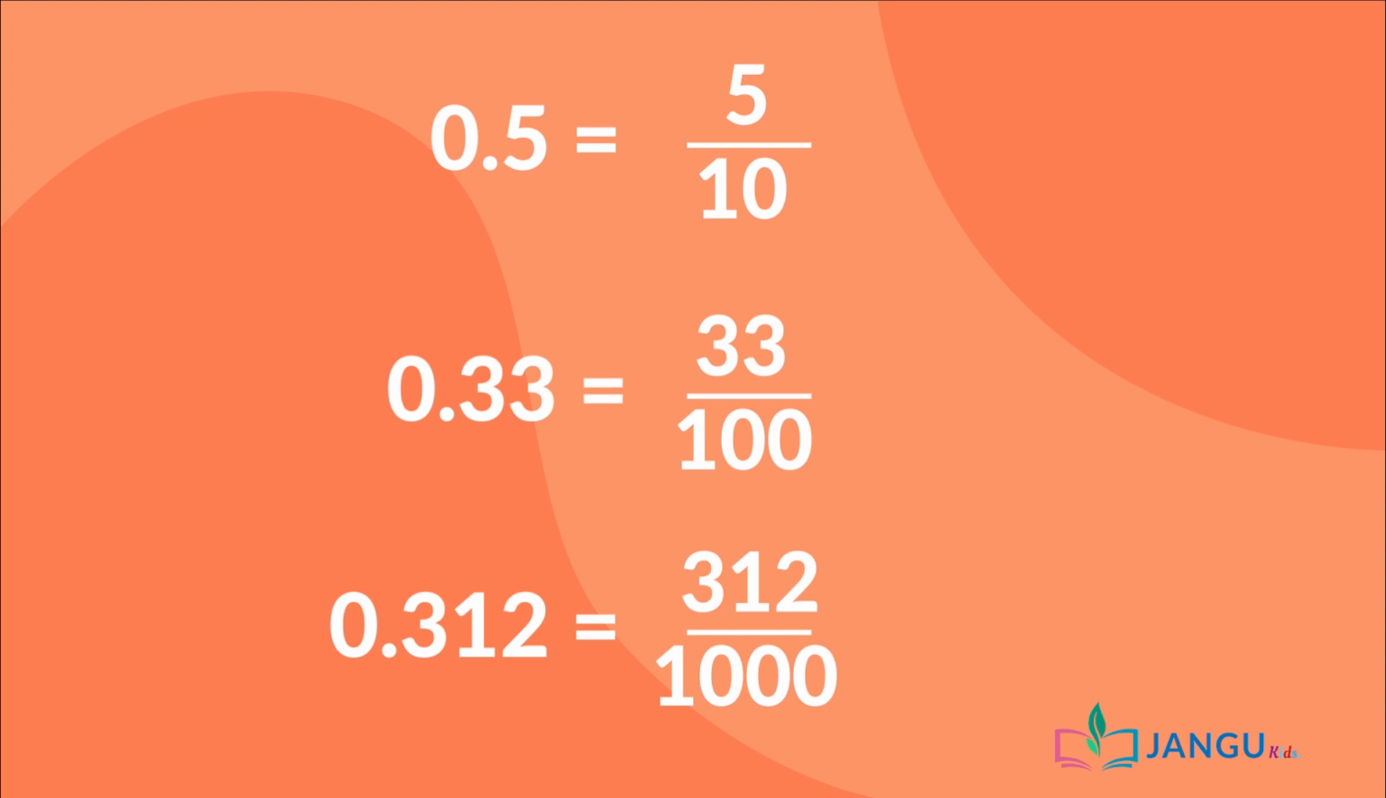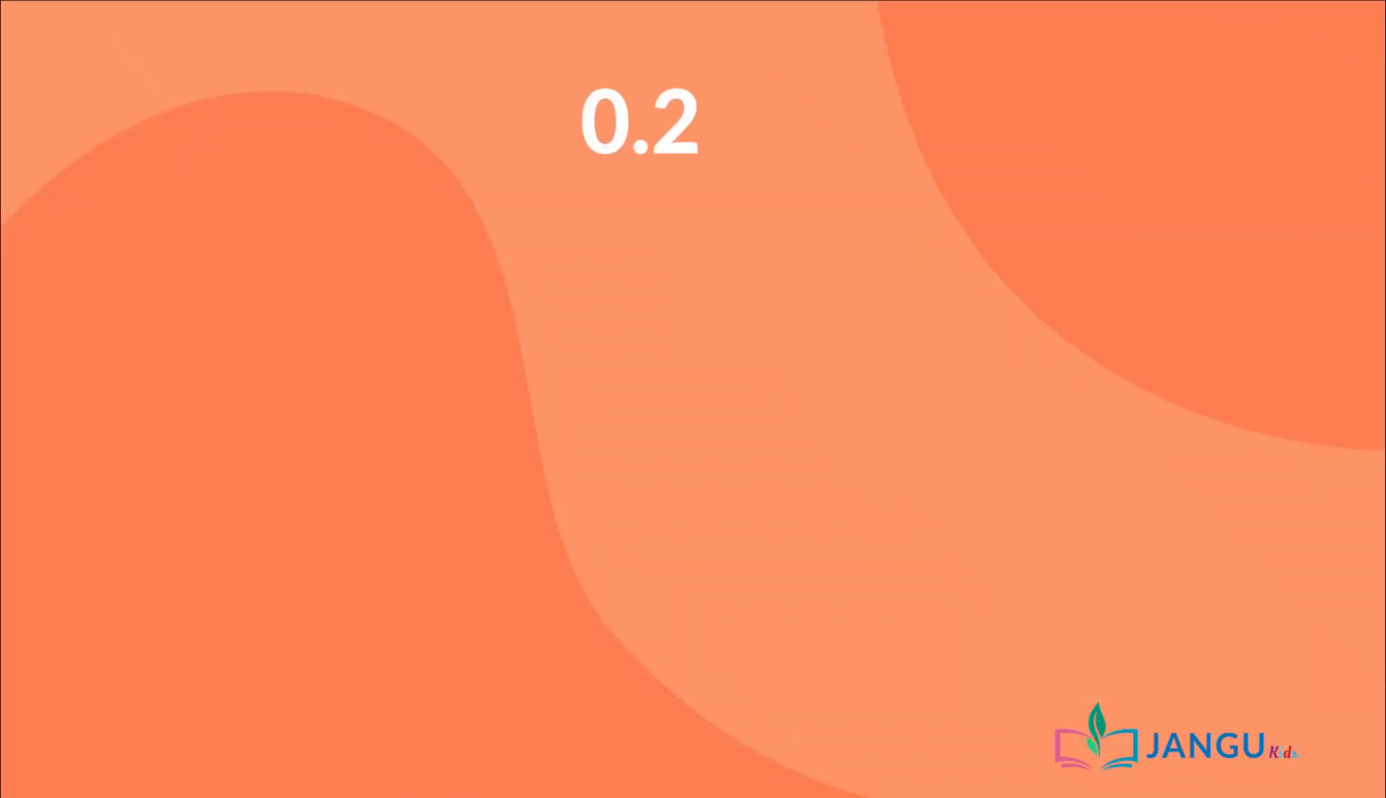Using this principle, let's convert 0.2 to a fraction. Since this has just 1 digit after the decimal point, we convert to fraction by using 2 as the numerator and 10 as the denominator. This can further be simplified to 1/5 if we divide both the numerator and denominator by 2.